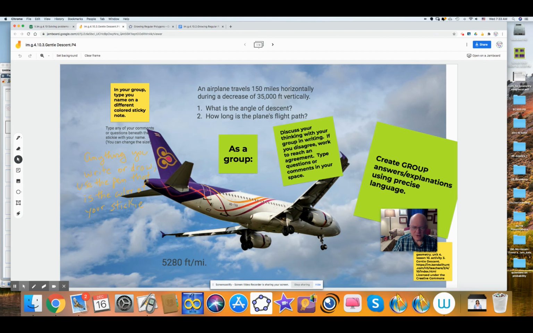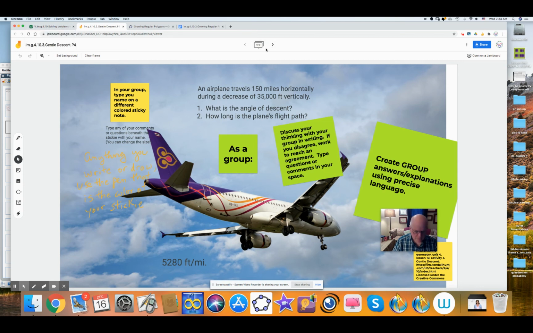And what is that angle of descent? This is a very typical problem. If you're in Omaha and you're coming into Des Moines, you may be at 35,000 feet and have about 150 miles to go. So what is the angle of descent? That's going to make it not too uncomfortable for the people inside. And we were going to do this as a group.